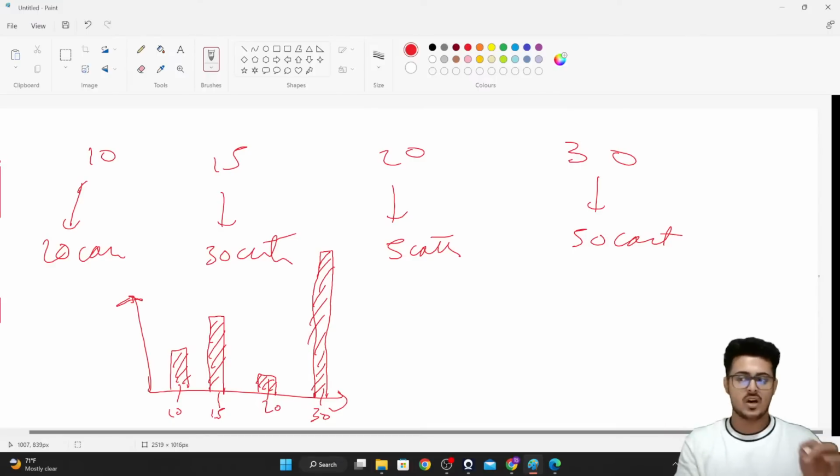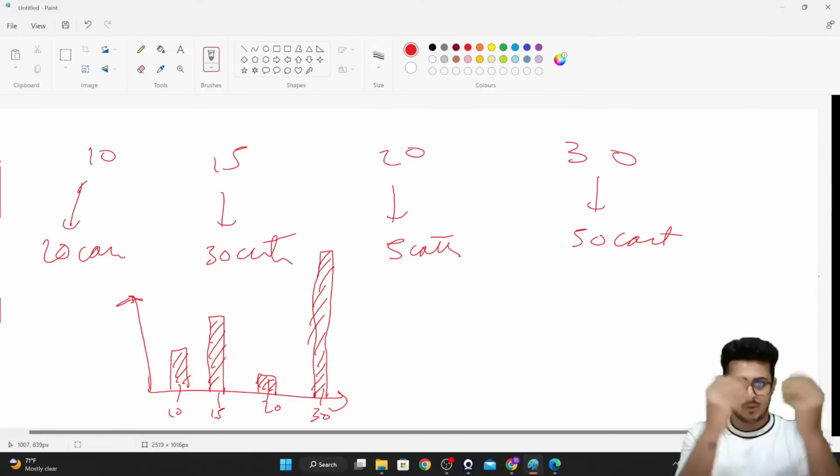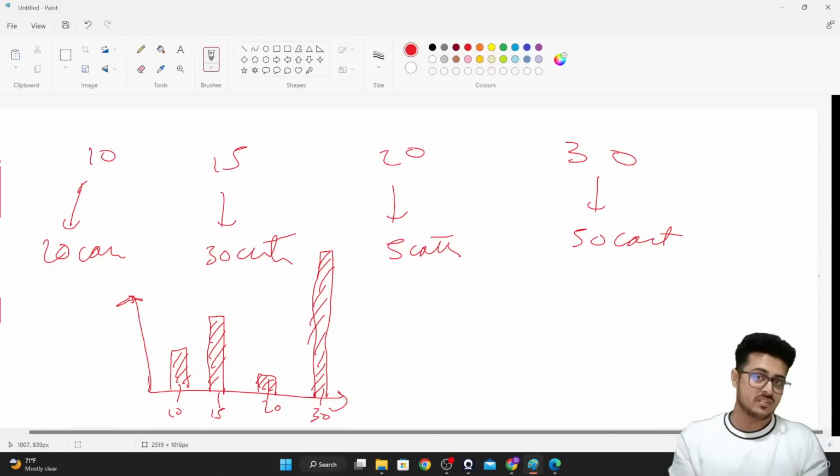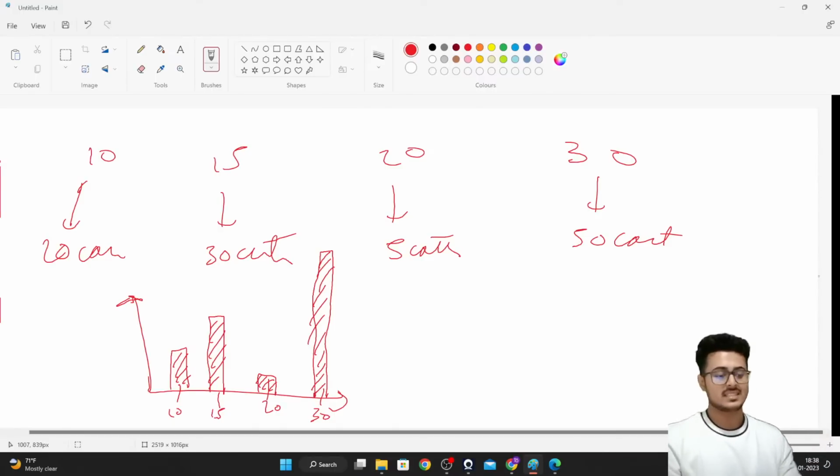It's not always going to be just 10, 15, 20 and 30. The number can be 11, 12, 10.5, 10.43125, 0, or 123 as well. So numbers can be anything. You cannot plot for every single number, and you cannot count for every single individual number itself. For that particular reason, you have something called histograms.